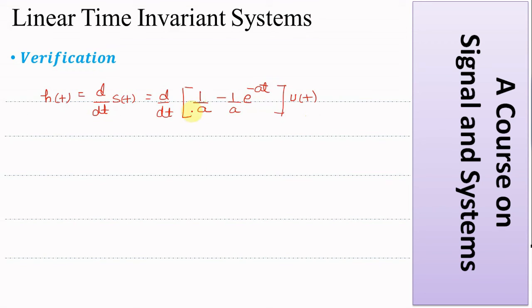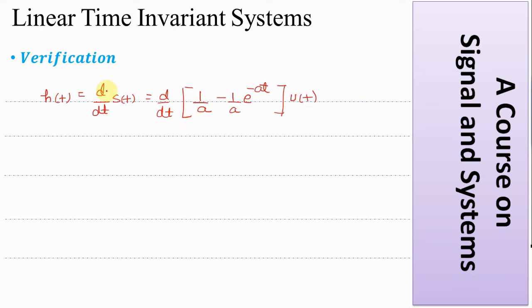So first part, if I differentiate, differentiation is a linear operation. So superposition applies, which means it can be applied to both the entities separately. If it is applied to the first entity, 1 by a, the derivative with respect to time is 0 because 1 by a is a constant. Similarly, the second part, it is minus 1 upon a e raised to the power minus at. That also will be differentiated with respect to time.